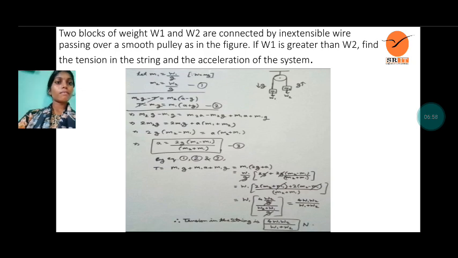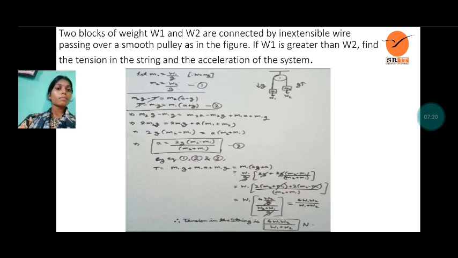Writing the equations of motion for the two blocks and adding them, 2M2g minus 2M1g is equal to a times (M1 plus M2), so 2g (M2 minus M1) is equal to a (M2 plus M1). A is equal to 2g (M2 minus M1) by (M2 plus M1), by equations 1, 2 and 3.